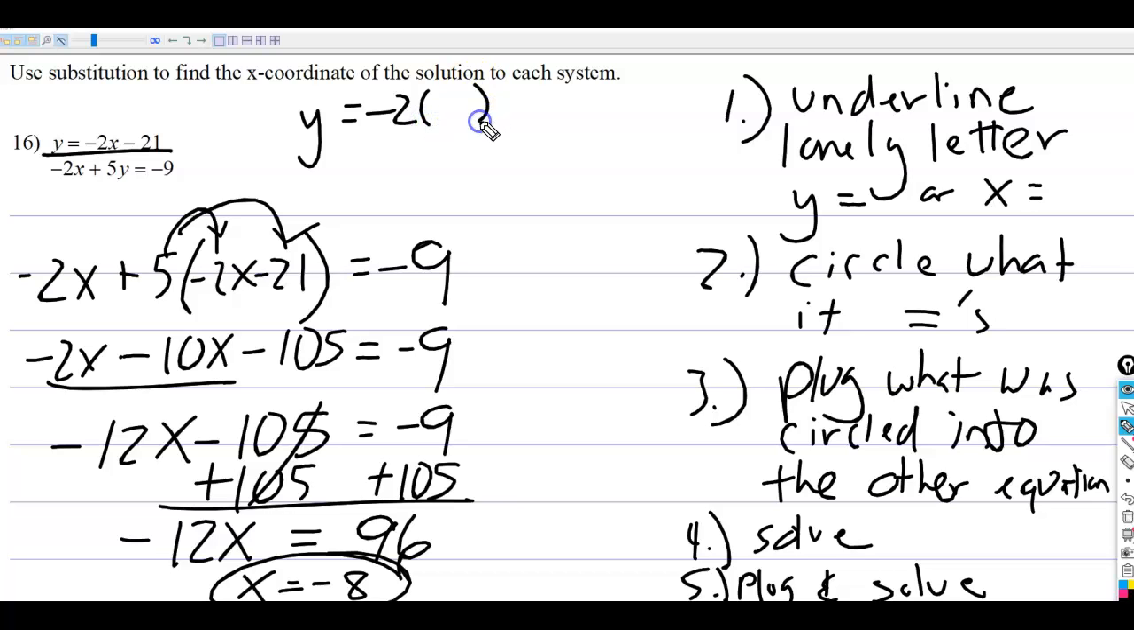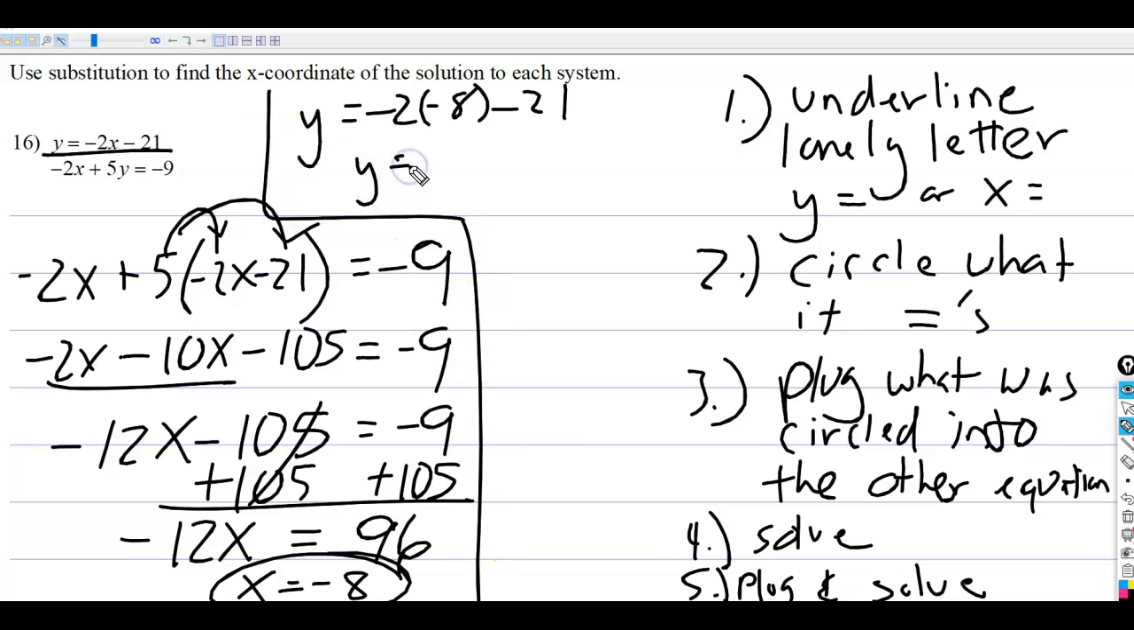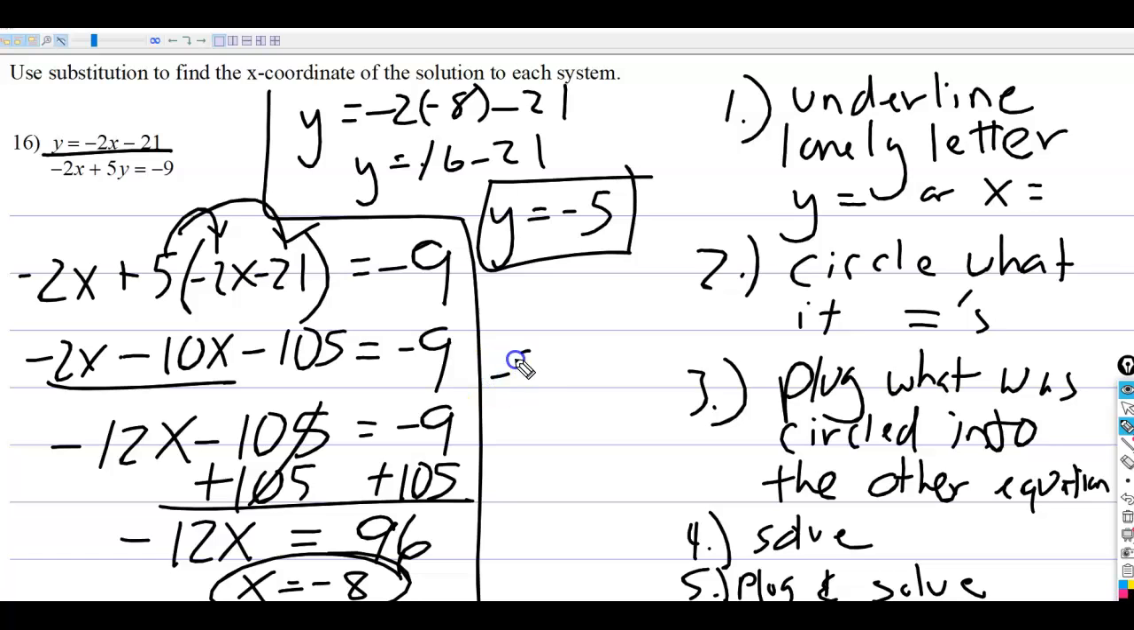So I'm going to replace x with what I got for x. I got negative 8. So the two negatives there, negative 2 times negative 8 makes 16. And 16 minus 21 is negative 5. So there's the y value and the x value. Those two lines would cross at the point negative 8, negative 5. Okay, and that's how you solve a system of equations by substitution.